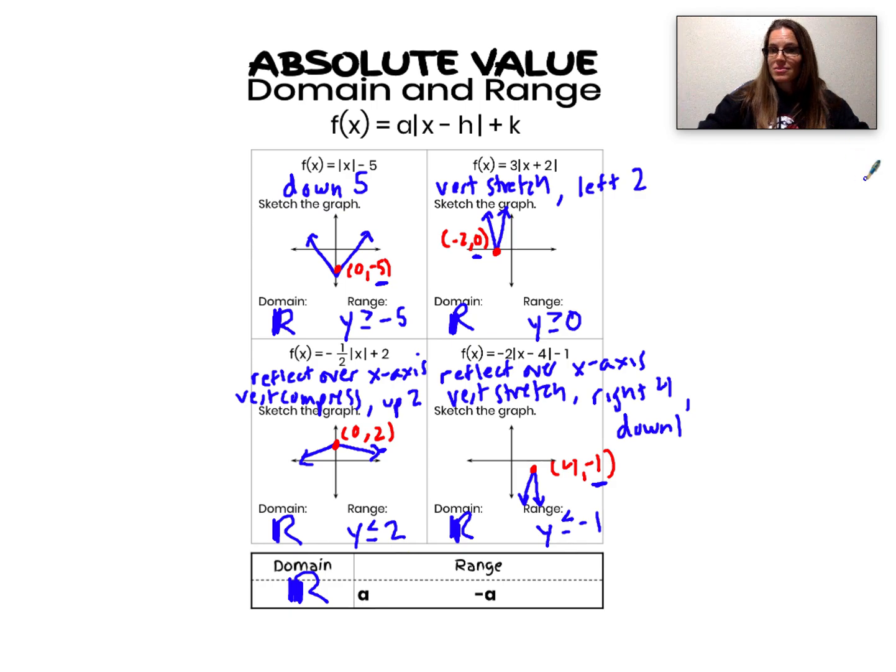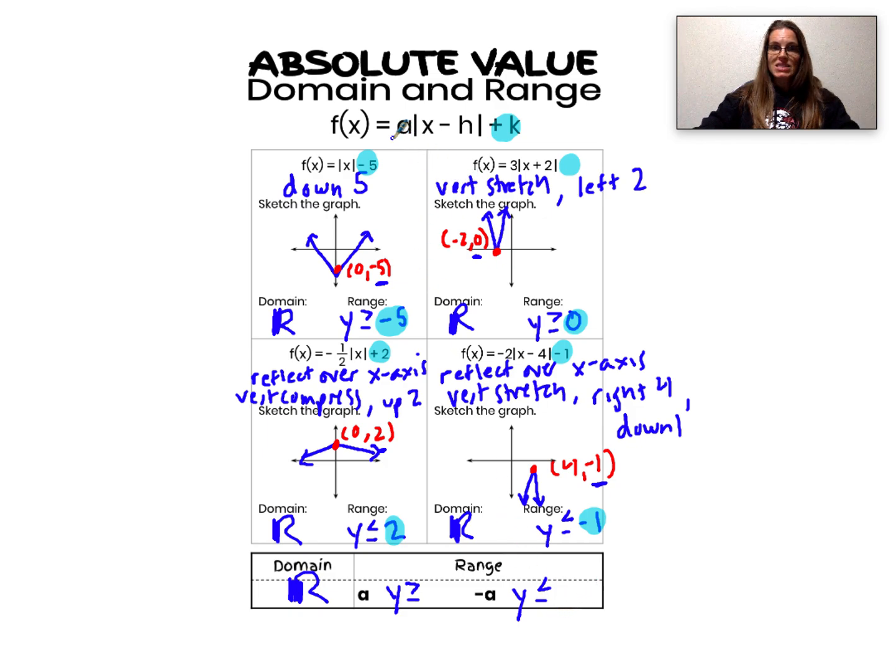What about the range? What's important here? Let's look at these numbers: -5, -5, invisible 0, 2, 2, -1, -1. It's my k value that determines part of my range. The other part of my range is determined by a. So if a is positive, I'm going to have a greater than or equal to. If a is negative, I have a less than or equal to.